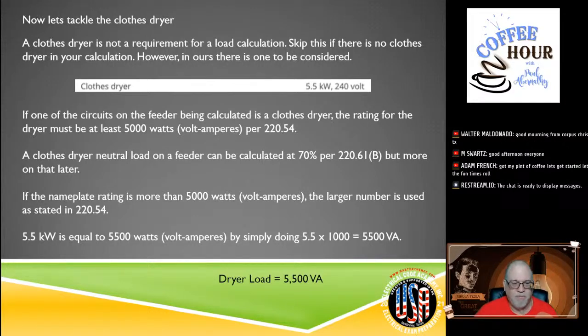All right, so 5.5 kW is equal to 5,500 watts, which is synonymous with 5,500 VA.